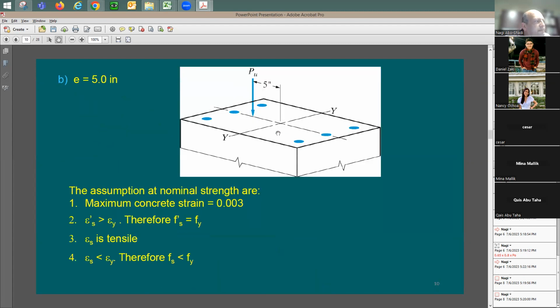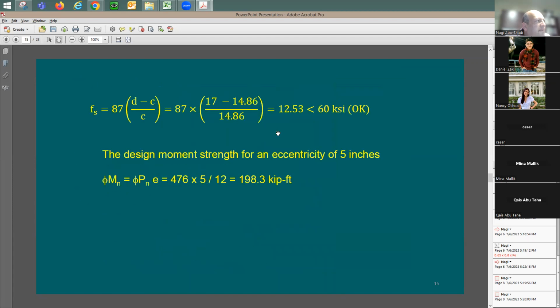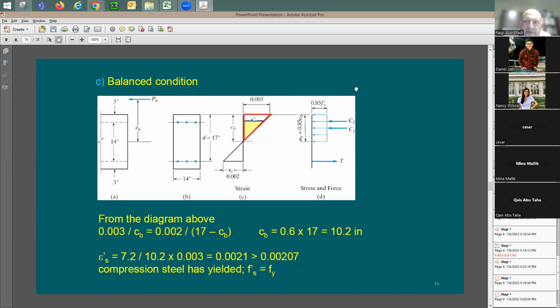So, okay. Now I need to jump to the balance condition. When the strain in the concrete is going to be 0.003, the strain in the steel is going to be 0.002. Why 0.002? This is because this is about epsilon sub y, which means strain at yield.